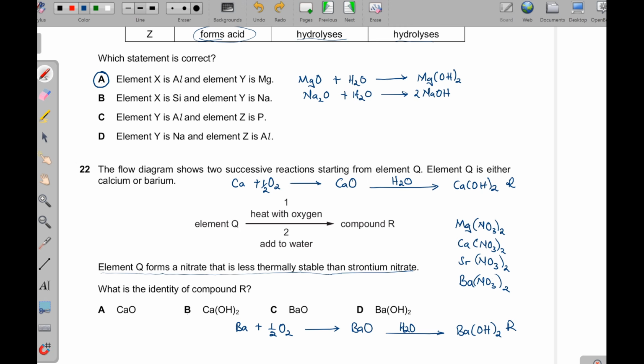So they said, what is the identity of compound R? It has to be calcium hydroxide. We are choosing from here because Q forms a nitrate that is less thermally stable. Calcium nitrate is less thermally stable compared to barium nitrate. So therefore R has to be calcium hydroxide.